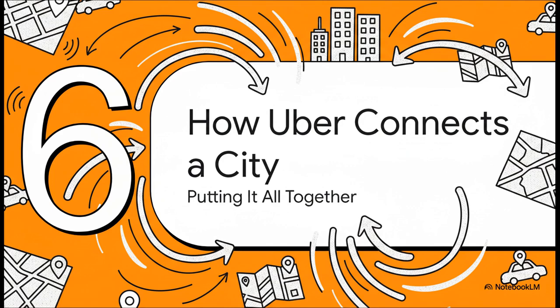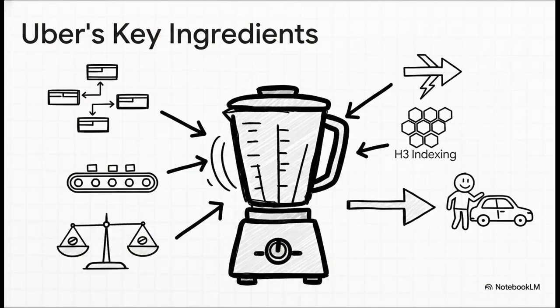Okay, we have covered a lot of ground. Let's zoom back out now and see how all of these different ingredients come together to create that seamless experience we all know. So here's the bottom line. Uber's magic is really just a combination of these key ingredients. You've got a flexible microservices architecture, all managed by an API gateway. You've got real-time communication powered by WebSockets. You have lightning-fast location lookups using that really clever H3 hexagonal grid. And you have a resilient system built on message queues and smart engineering trade-offs.